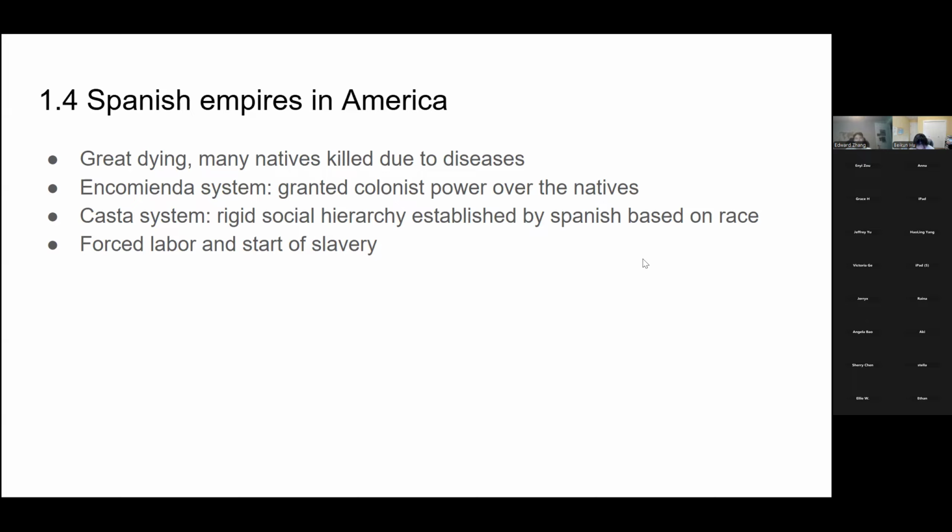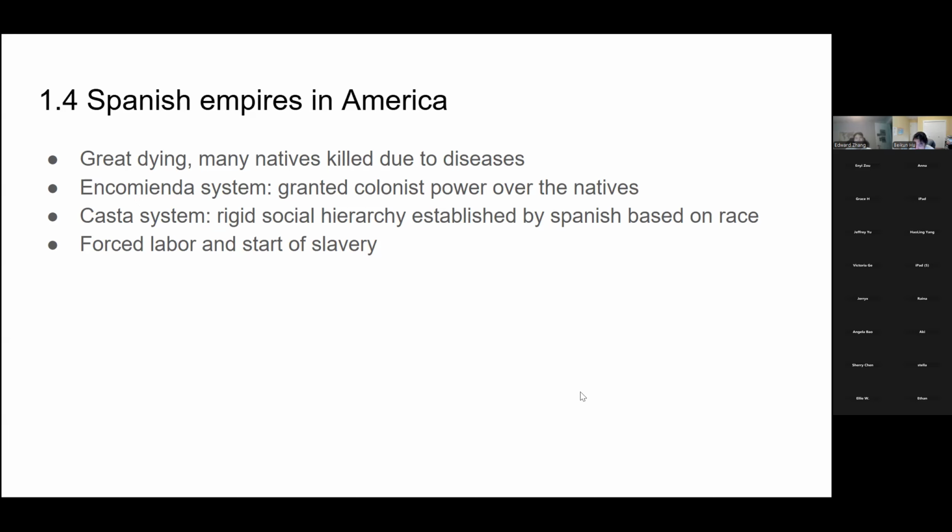And then the caste system was the hierarchical system that they established, right? It was a rigid social hierarchy and it was based on race. We know about caste systems from other regions and areas of the world, right? But this one was based on the top being the Spanish people, the Spanish race from Europe, and then it just went below, below, below until the natives were in the end.